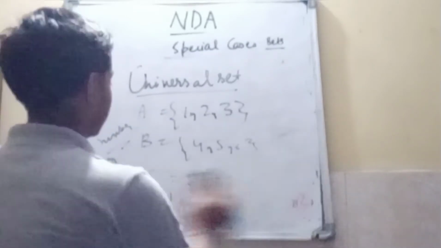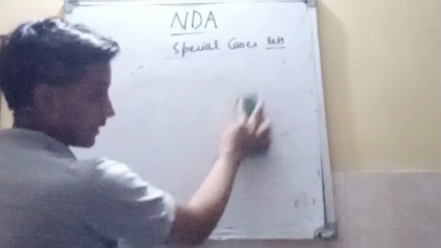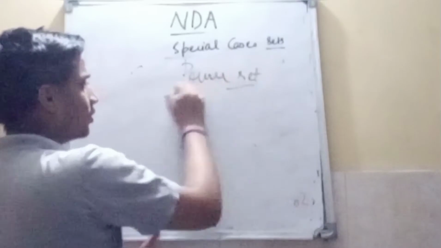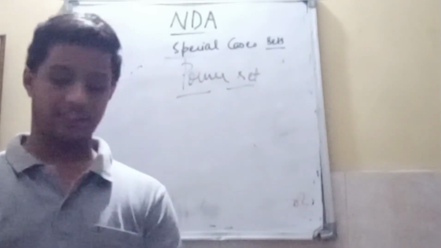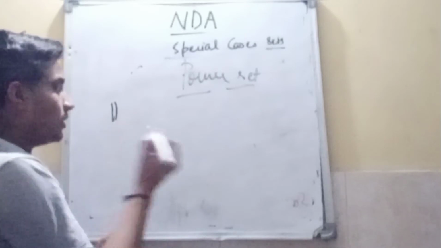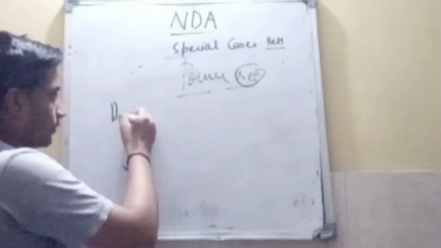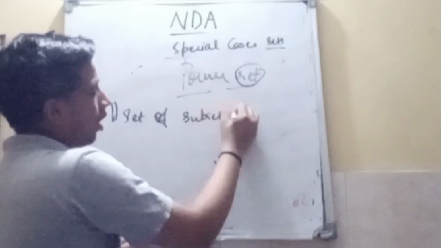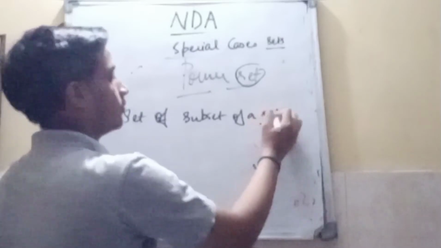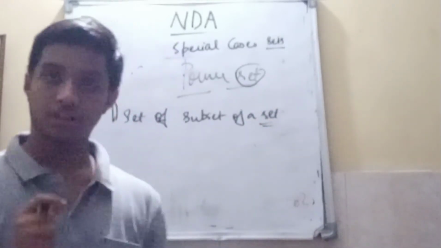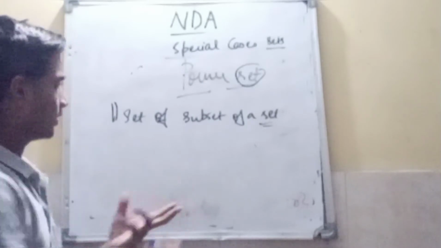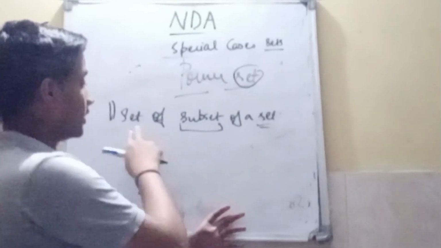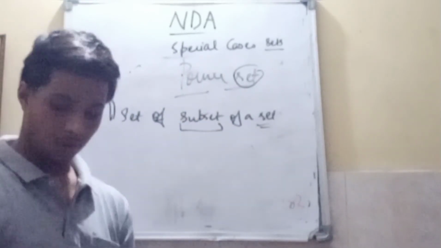So let's move on to the next set, that is the power set. One of the most important and most frequently asked topics in NDA: power set. Power set, as the name suggests, is a set of subsets of a set. I think you didn't get much, but what is a subset? I would discuss it, but for the timing, just understand it is the power set of A.